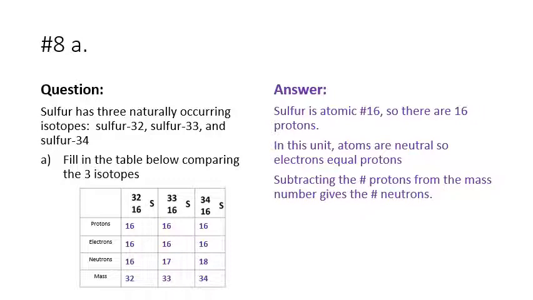And then if the masses are different, 32, 33, and 34, that must be due to the number of neutrons. Notice that protons plus neutrons equals the mass number. 16 and 16 are 32, 16 and 17 are 33, 16 and 18 are 34. If you're given the mass number, you can just subtract the number of protons to find the number of neutrons.